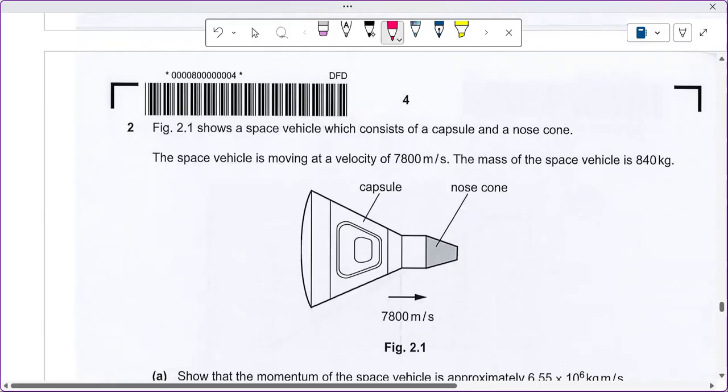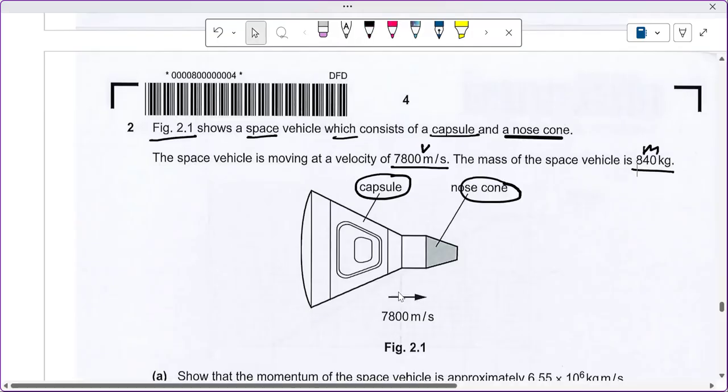Then generally here, we have the following. Figure 2.1 shows a space vehicle which consists of a capsule and a nose cone. So here's a capsule, here's the nose cone, and I'm told the space vehicle is moving at a velocity of 7,800 meters per second. So I have the speed. The mass of the space vehicle is 840, which I assume is the whole thing.